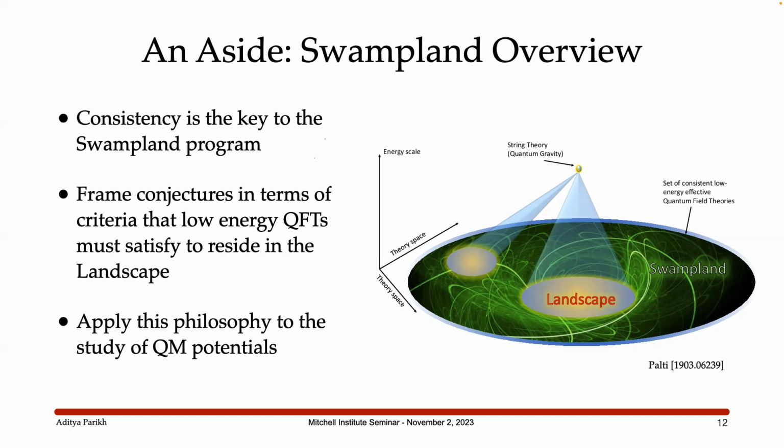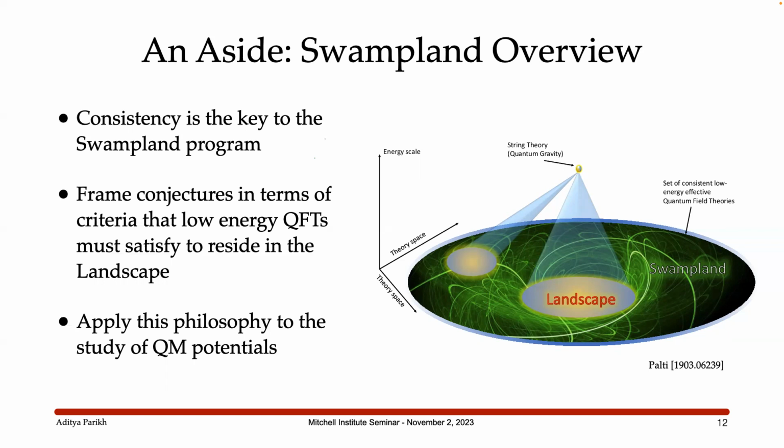And the way to figure out whether something is actually consistent or not is you want to frame these conjectures in terms of criteria that the low energy field theories have, right? So you don't want to have to do all this work of actually figuring out what theory of quantum gravity something's being completed into, because that's difficult. So all you're saying is, I just have certain criteria that I know my low energy theory needs to satisfy. If it satisfies it, I know it's not going to be pathological. If it doesn't, we're going to throw it away.